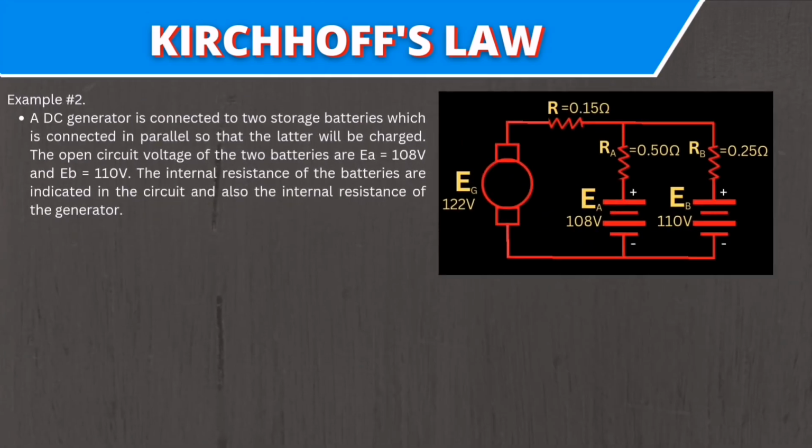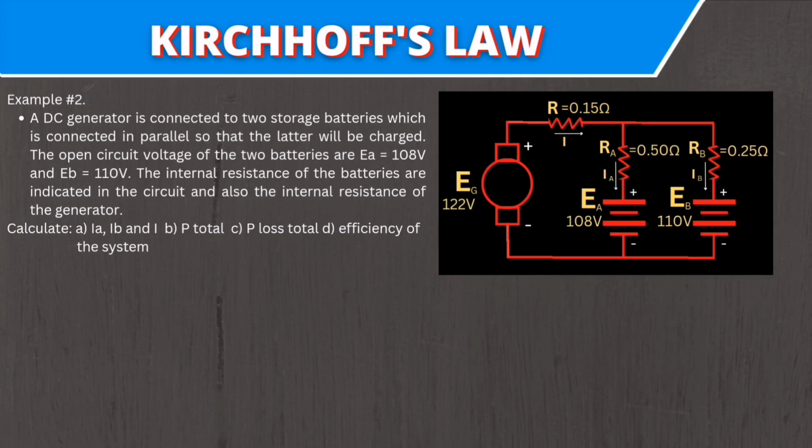Okay guys, we go now to the number 2 example. A DC generator is connected to 2 storage batteries which are connected in parallel so that the latter will be charged. The open circuit voltages of the 2 batteries are E sub A, which is equal to 108 volts, and E sub B, which is equal to 110 volts. The internal resistances of the batteries are indicated in the circuit, as well as the internal resistance of the DC generator. So calculate for I sub A, I sub B and I.